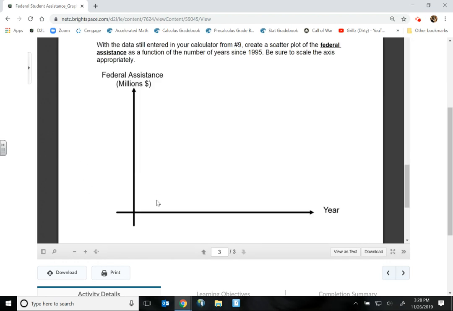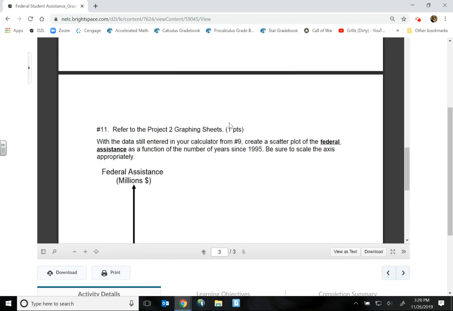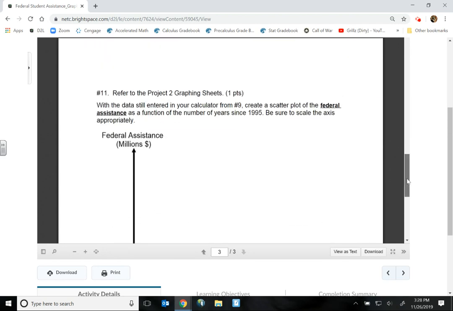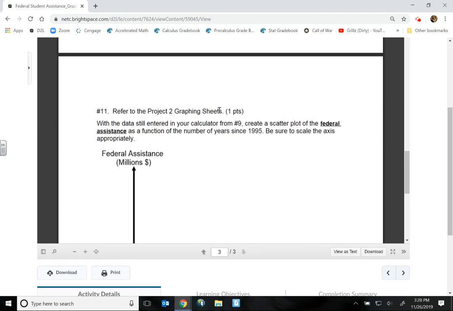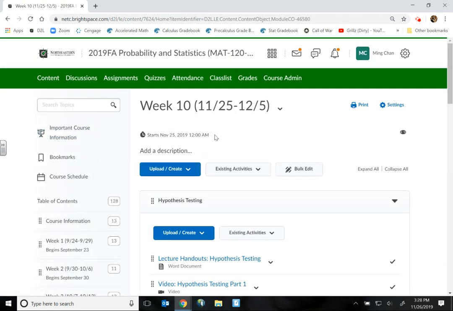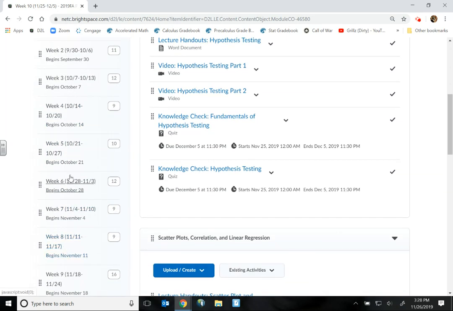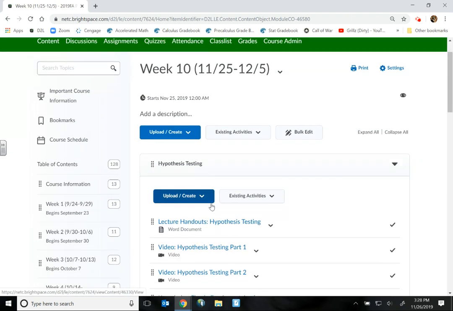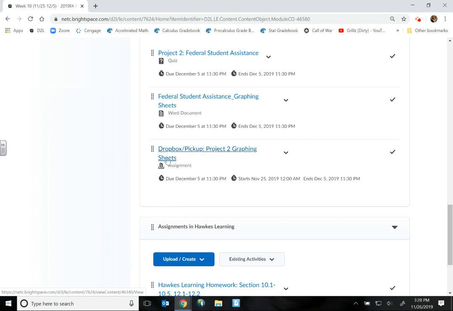So create a little scatter plot for me. This graphing sheet is for number 3, number 7, and number 11. Once you finish the graphing, you can use the Microsoft Lens, as you're done with project number 1, and download it as a Word document or as a PDF. Either way will work, and then you can upload it into the Dropbox.